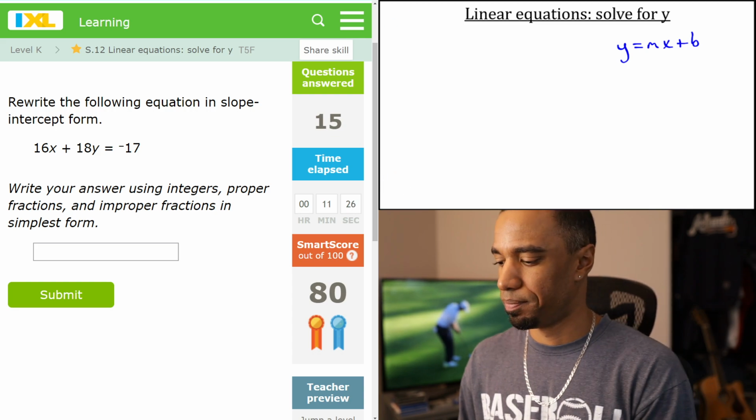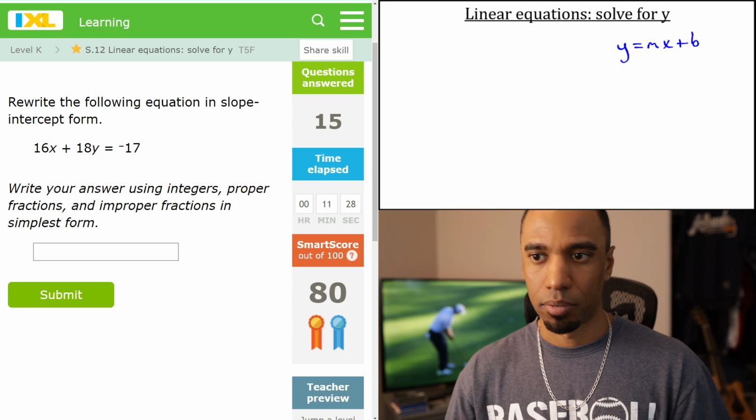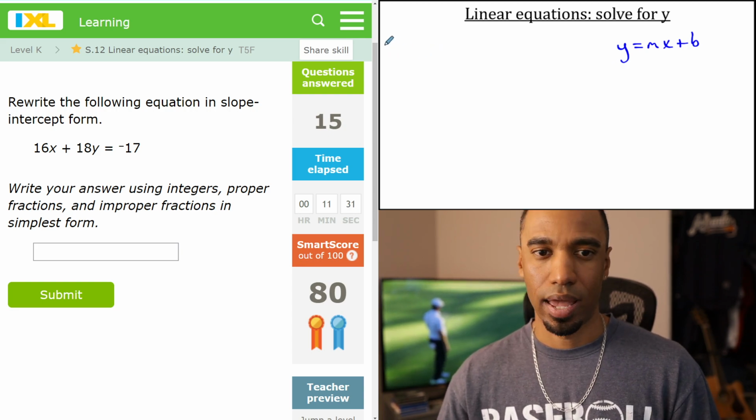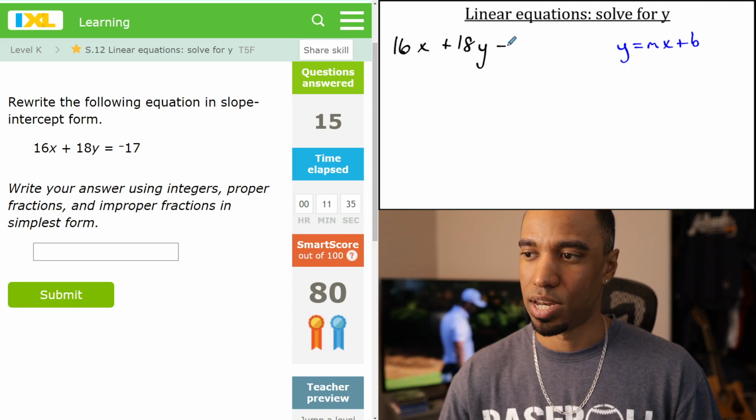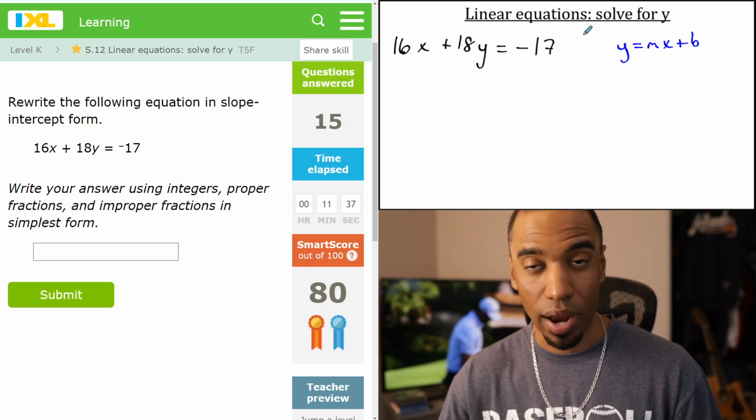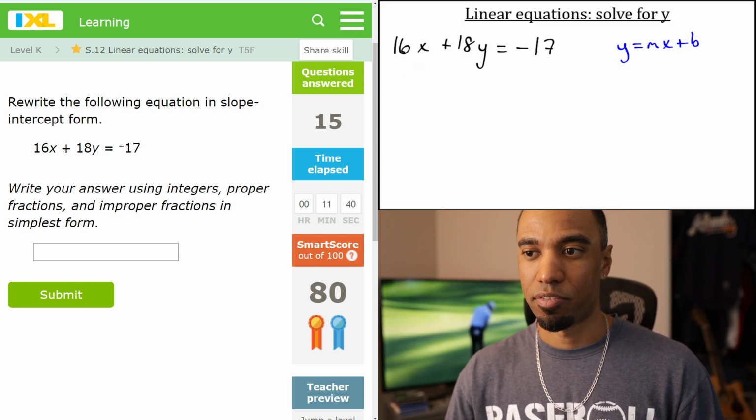This is standard form. I mean, it doesn't really matter. But this is standard form here. We're going to go ahead and get it into slope-intercept form. 16x plus 18y equals negative 17. Again, this would be a very ugly graph. To get y by itself, I have to do 2 steps.